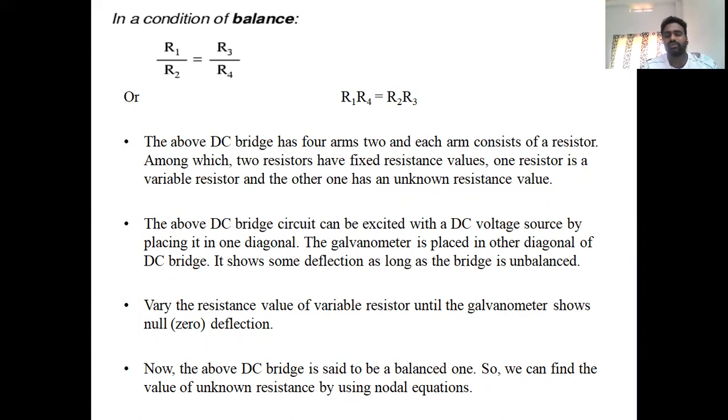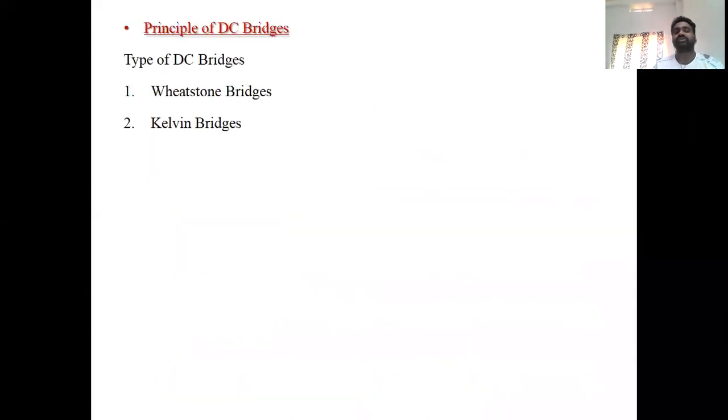Okay, the galvanometer will show the change in deflection. So how can we calculate the unknown resistance? The calculation of unknown resistance can be done with the help of two bridges. One is the Wheatstone bridge and the second one is the Kelvin's bridge.